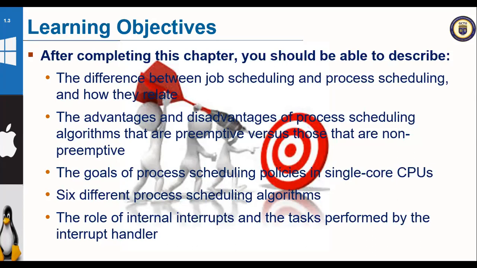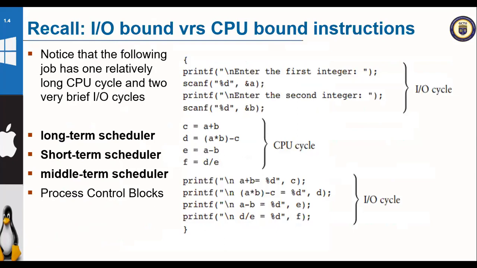All right. Now, recall that last week we differentiated among 2 instructions or processes. We talked about the IO-bound processes and the CPU-bound process. We said that the IO-bound instructions were those that were always performing input-output operations, and the CPU-bound were those that are always performing CPU computations.